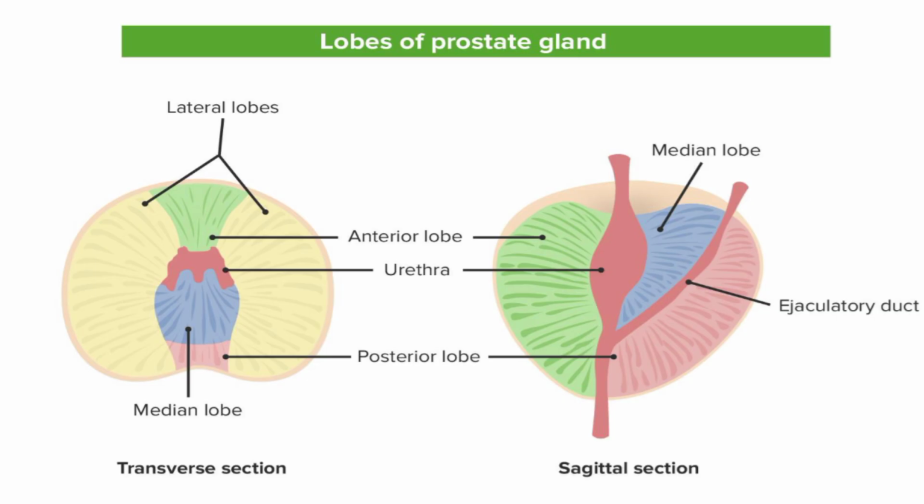This picture is showing the lobes of the prostate. As you can see, there is the anterior lobe, both right and left lateral lobes, and the median lobe in the center, and at the back of the median lobe there is the posterior lobe.